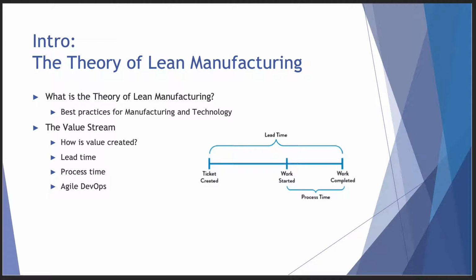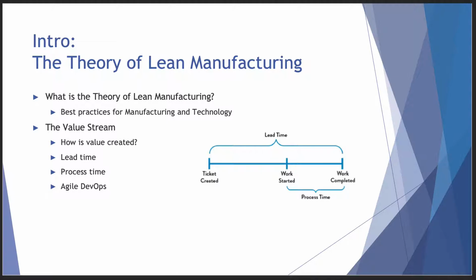Now, going along with that, we have what's called the value stream. The value stream is the whole process of delivering a product in the manufacturing process, whether that be products for goods and services or software, virtual products for a customer base. And how is this value created? It's created by delivering a production-ready product quickly without chaos or service disruptions or security or compliance failures. And involved with this value stream are things like lead time, process time, and Agile DevOps environment.